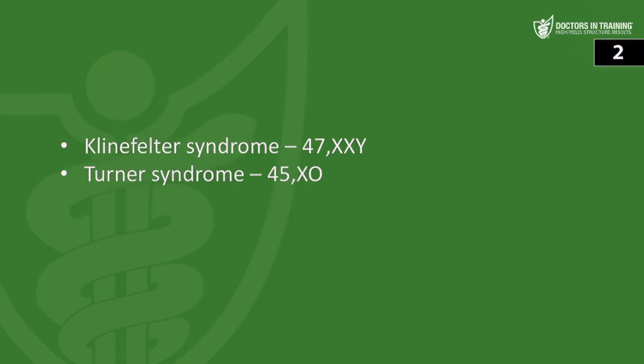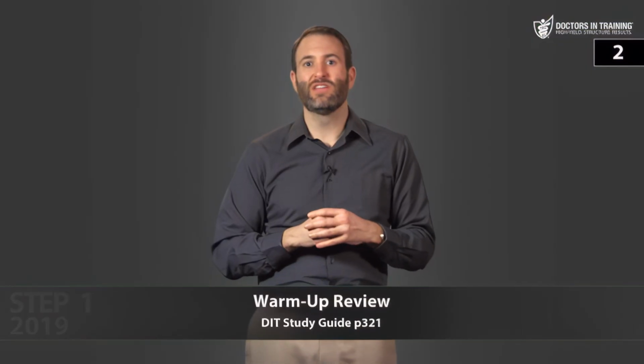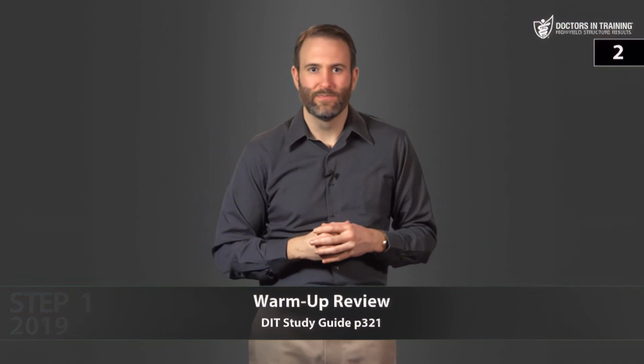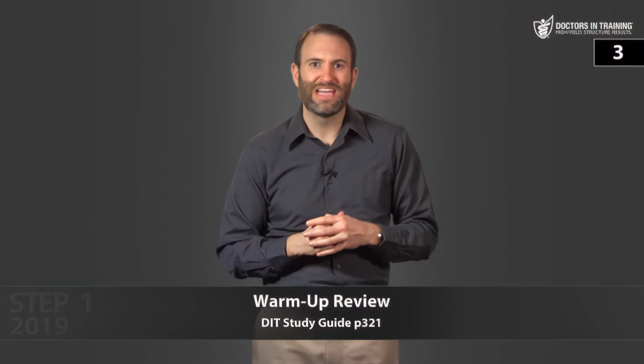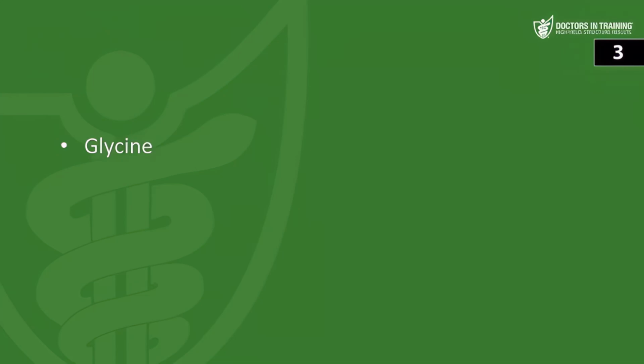Then we have Turner syndrome. That's going to occur in females who are 45XO. You might recall these patients have short stature, neck webbing, and a shield chest. Next question. Which amino acids are found in large concentrations in collagen? So remember, in collagen, you're going to find lots of glycine, lots of proline, and then hydroxyproline.